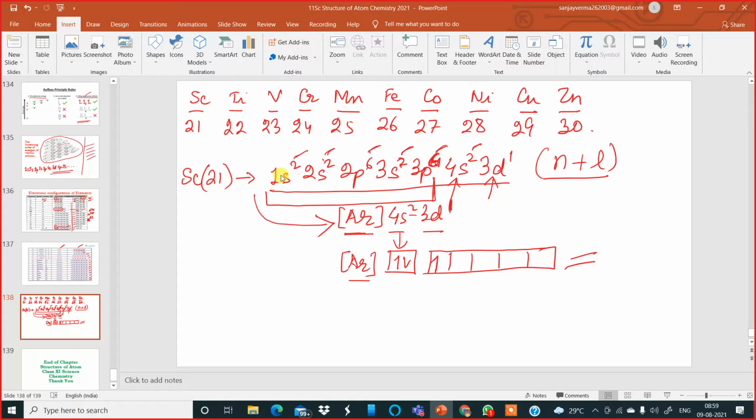Now let us go to the next example, that is titanium. Atomic number of titanium is 22. So we'll write down the electronic configuration. 1s2, 2s2, 2p6, 3s2, 3p6, 4s2, then 3d2. Just check the total. 2 plus 2, 4, 4 plus 6, 10, 11, 12 plus 18, 19, 20, 22. It is coming 22.